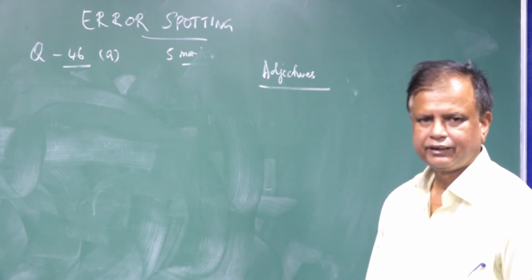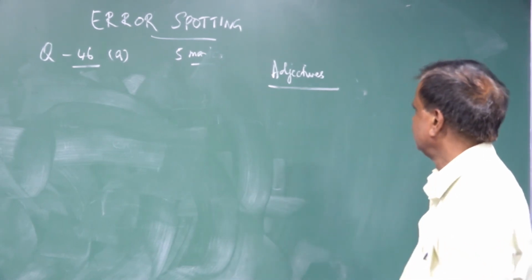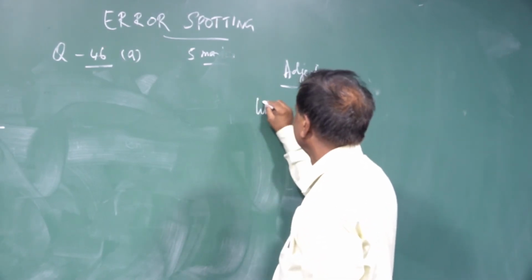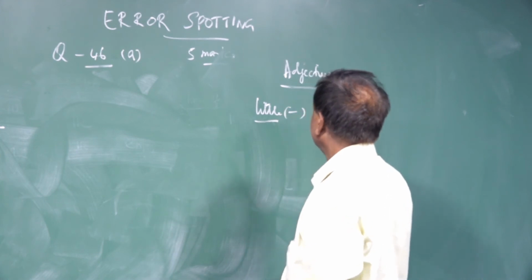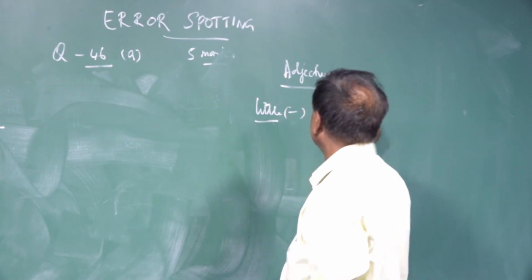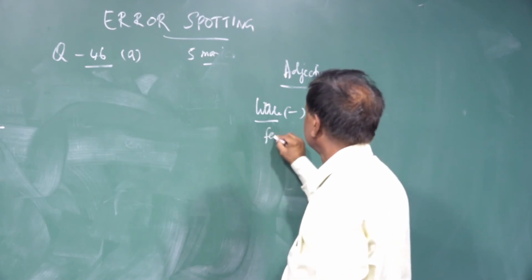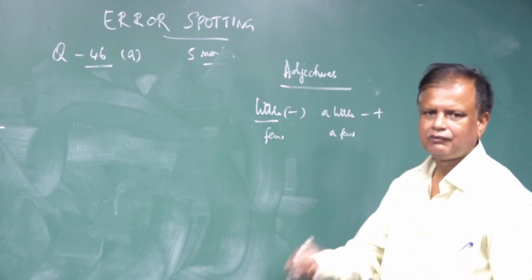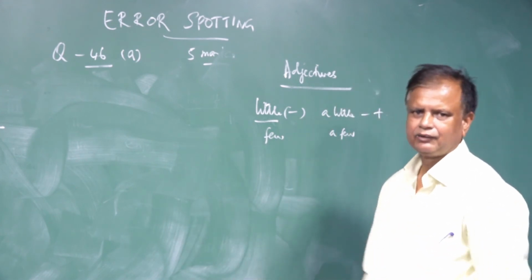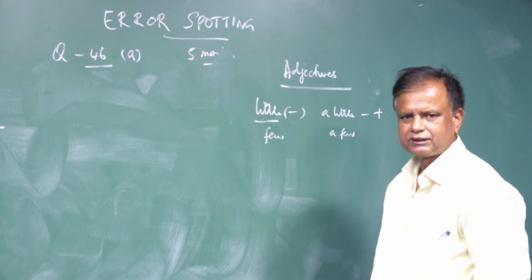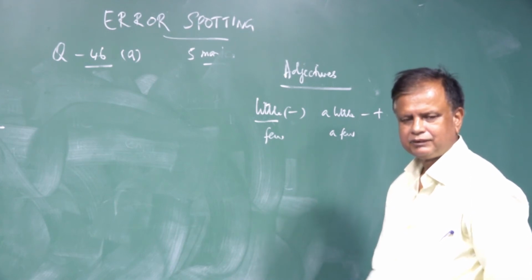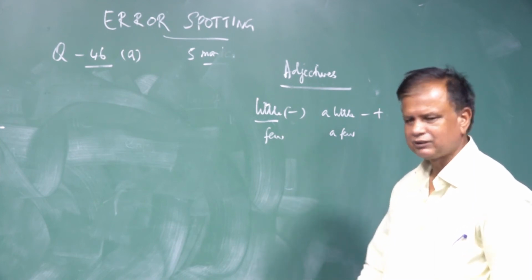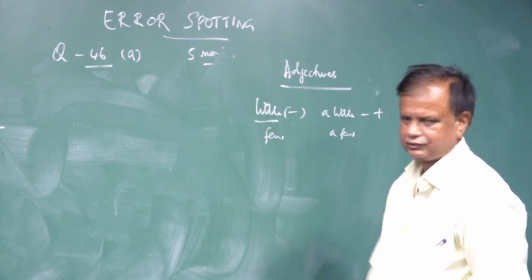If there are any errors in adjectives, how to detect them. Adjectives, see, little. Little is negative, a little is positive. Similarly, few is negative, a few is positive. There is little water in the jug means there is no water. Few persons attended the class means hardly any. There are a few students means something positive. That you should remember.